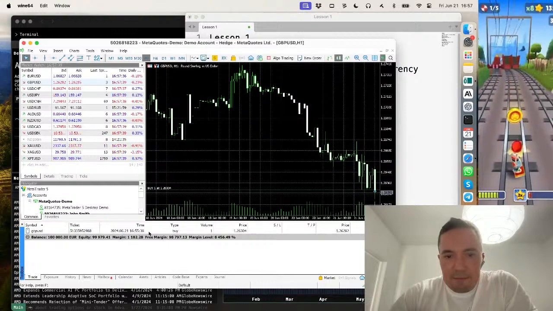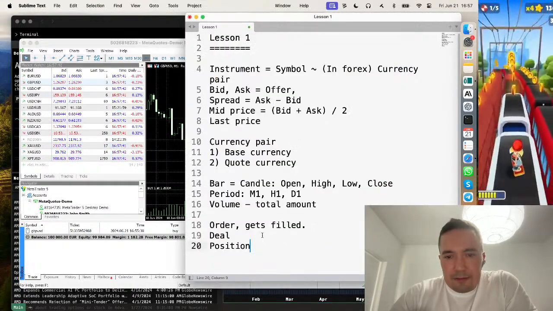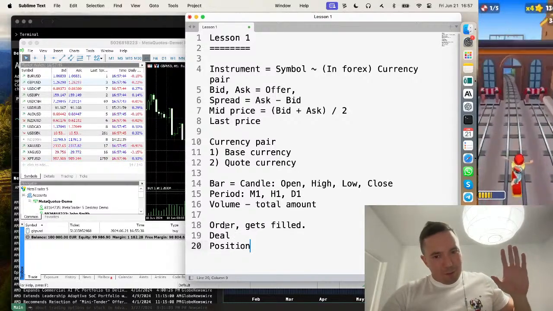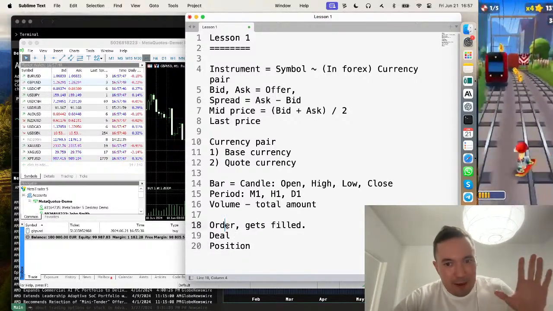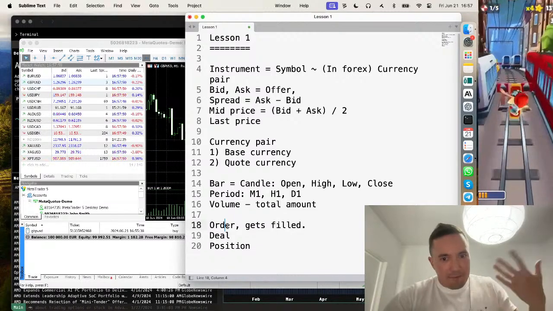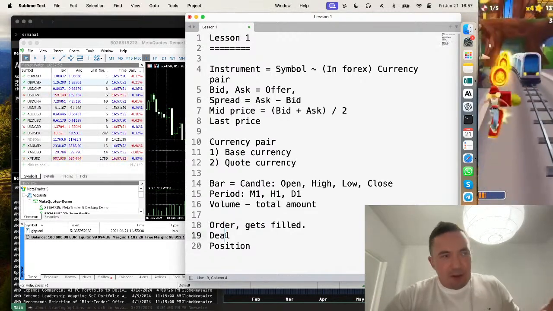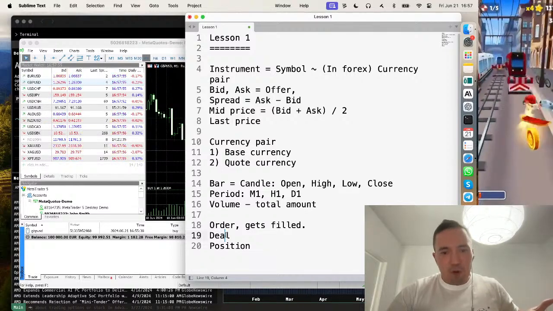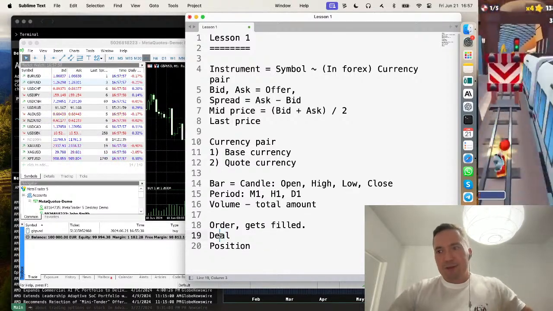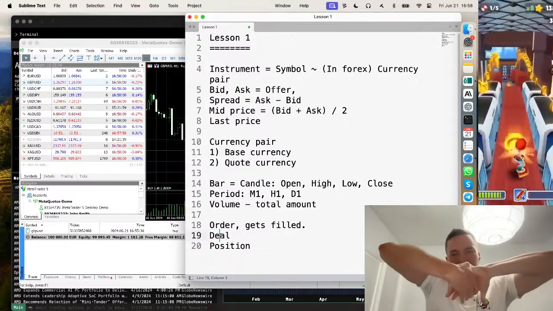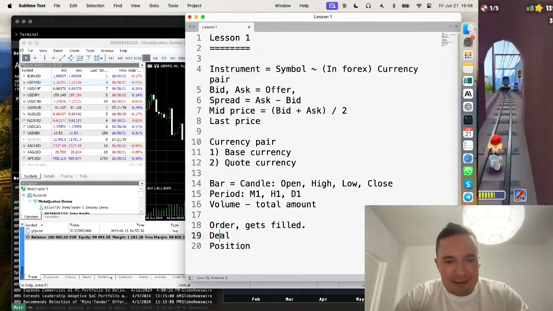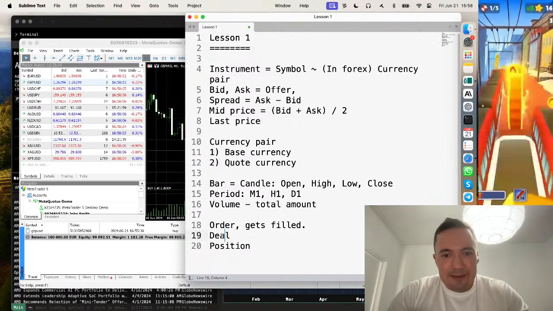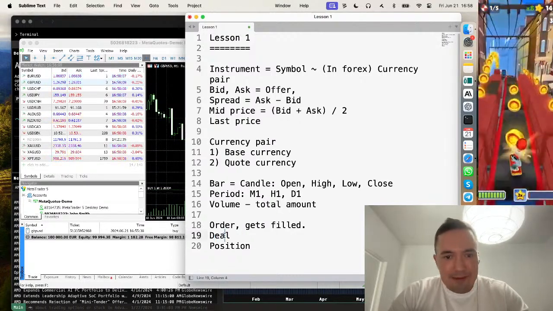Position is like the names. Let's get back to the names, right? Order is something that you order something to do something, right? Deal is somebody agreed to execute your order, right? It's like two people, they shake hands like this, and you got a deal. So your order got filled. So you have what you wanted.